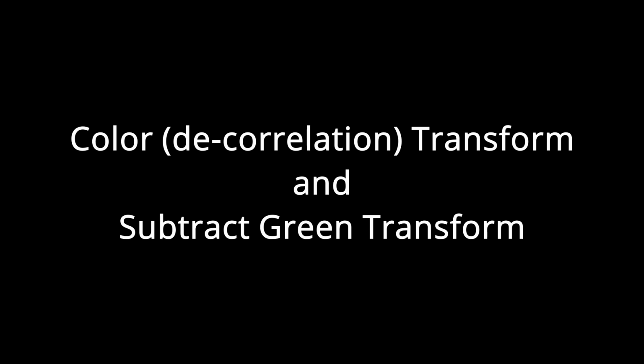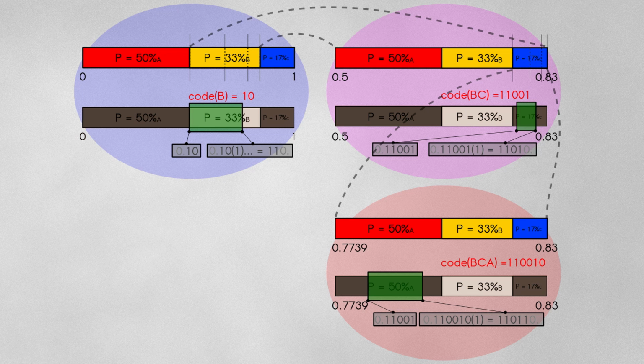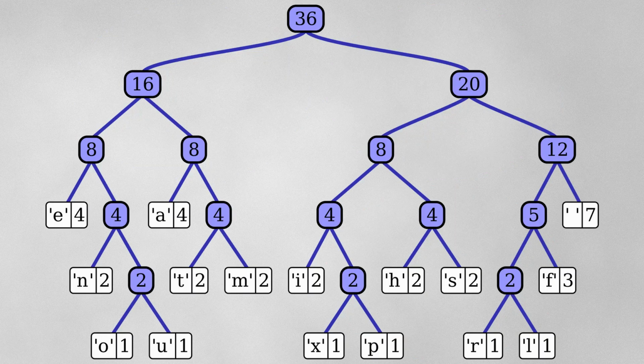Some more transforms include color transform and subtract-green transform. WebP uses arithmetic entropy encoding, achieving better compression compared to Huffman encoding used in JPEG. It's just better than JPEG in every way.